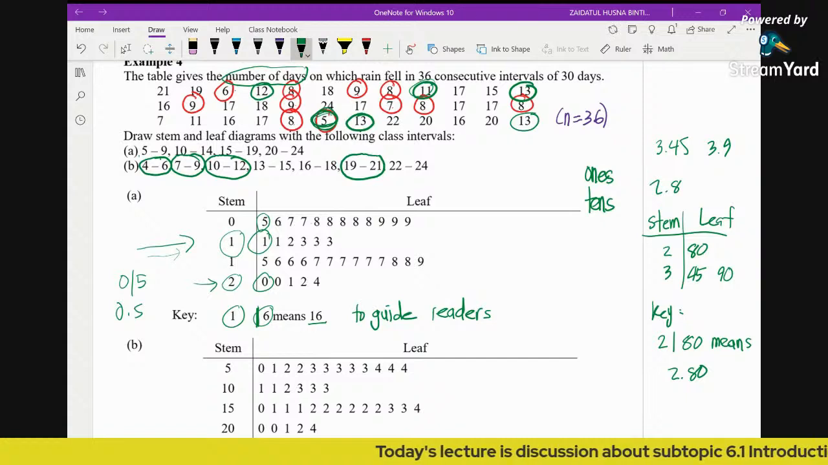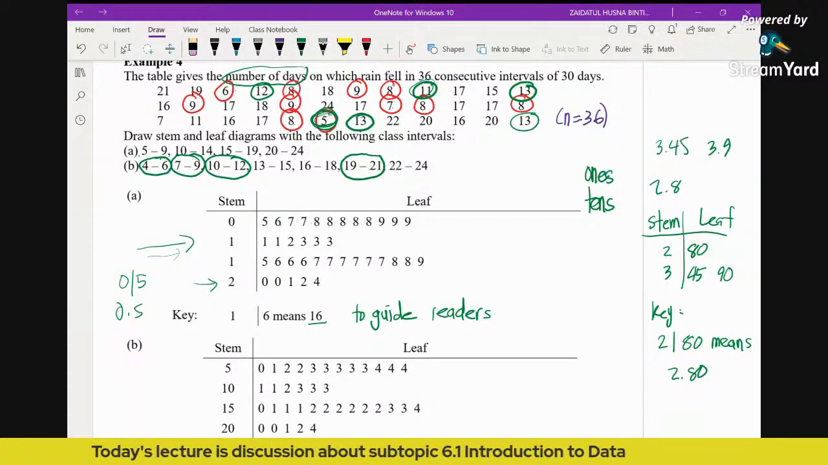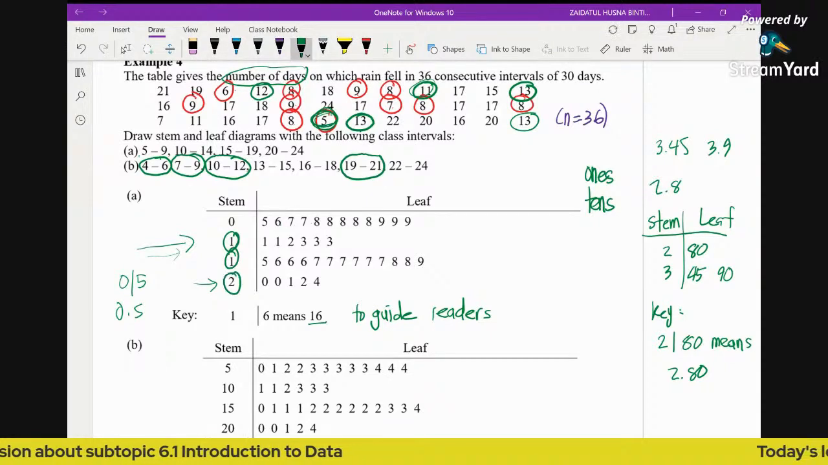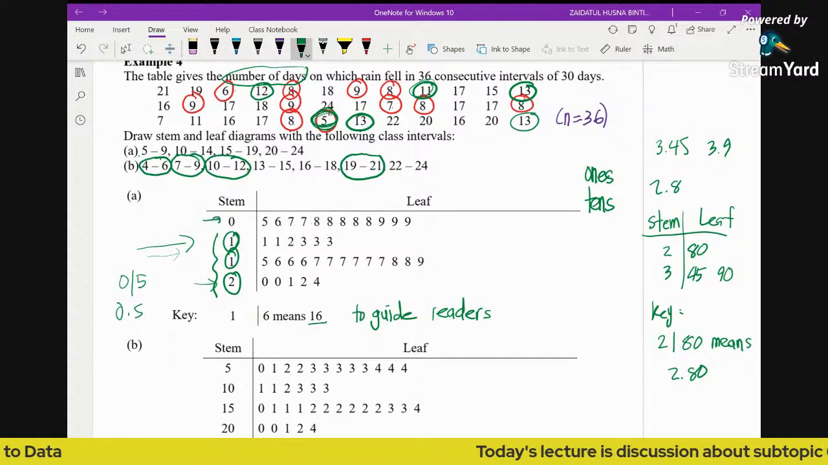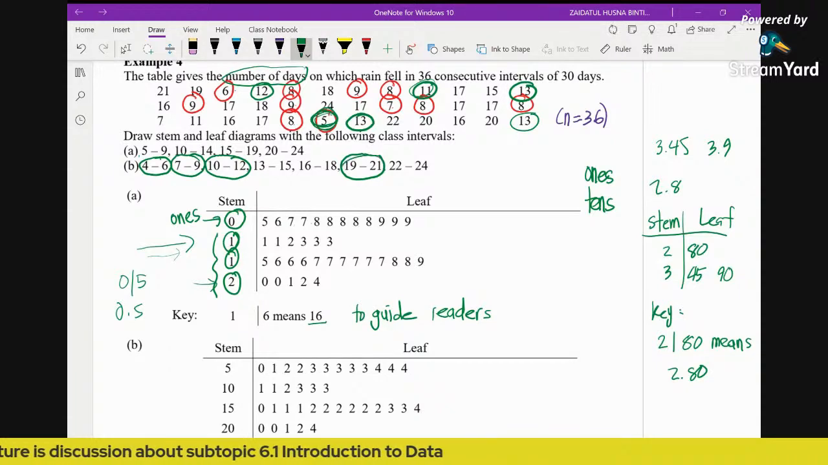Okay, just now we put the tens digit. For the tens digit, we put the front number to be 1, 1 and 2, right? Nombor puluh tu semua tadi kita letak 1, 1, 2. While for the ones digit, untuk nombor besar tadi, we put the front value here, the stem, to be 0. But now, the problem is with this interval.